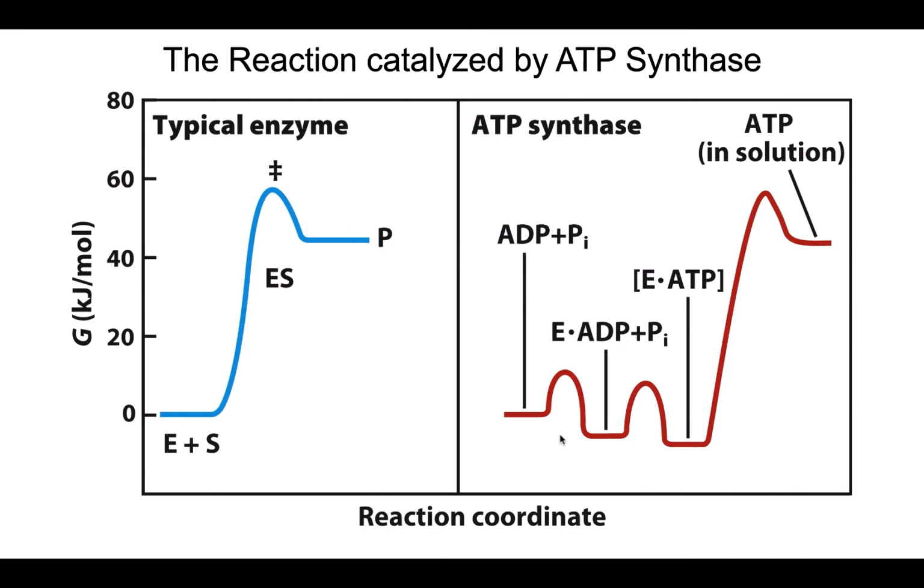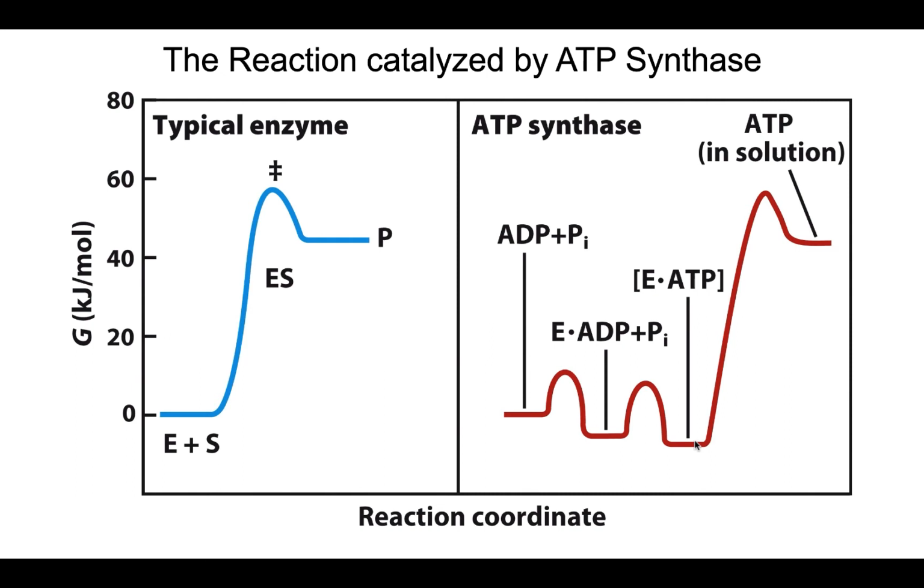Notice that it's actually exergonic, but also notice that it's not actually free ATP, it's ATP bound to the enzyme. In fact, the enzyme binds so tightly to that ATP that's what's driving this reaction. That's what's driving ADP and inorganic phosphate spontaneously becoming ATP.